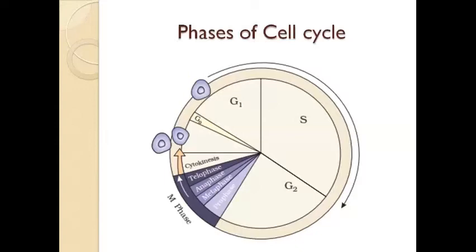Fine. The purpose of G1 phase is to produce the required materials, required proteins, required constituents which are needed for the synthesis phase or S phase. So in S phase, what is going to get synthesized? DNA. In S phase, the main purpose is DNA synthesis. We call it the process of DNA replication.